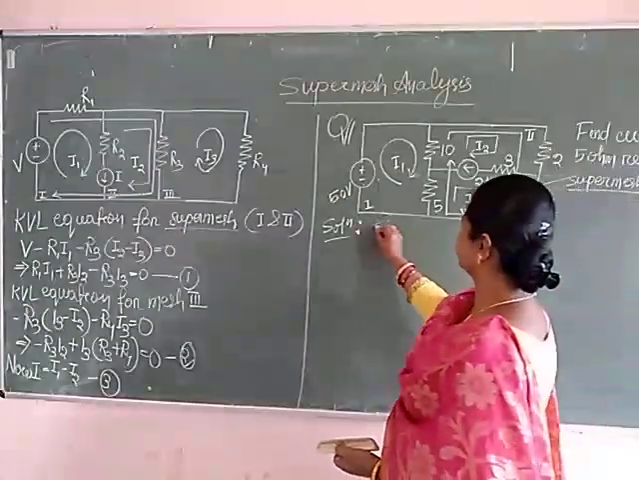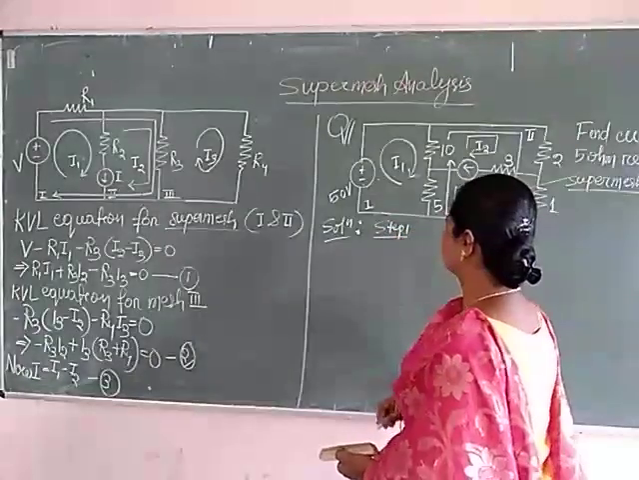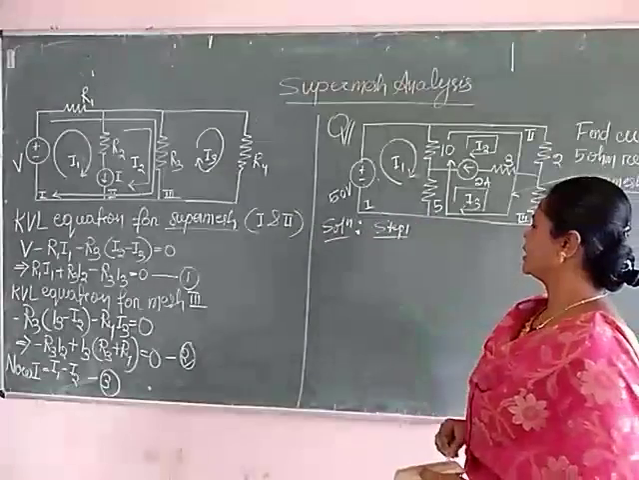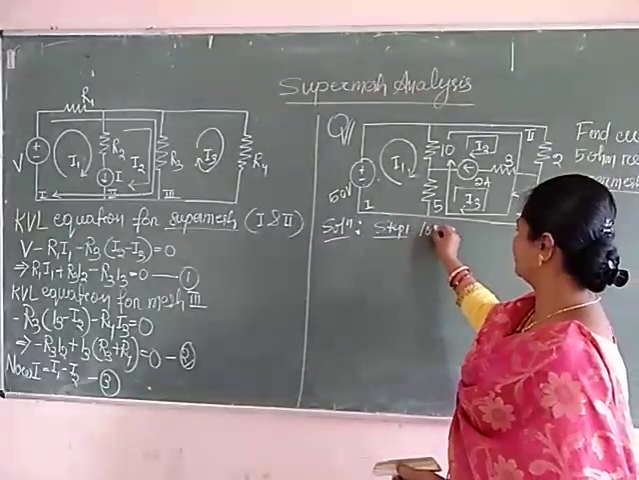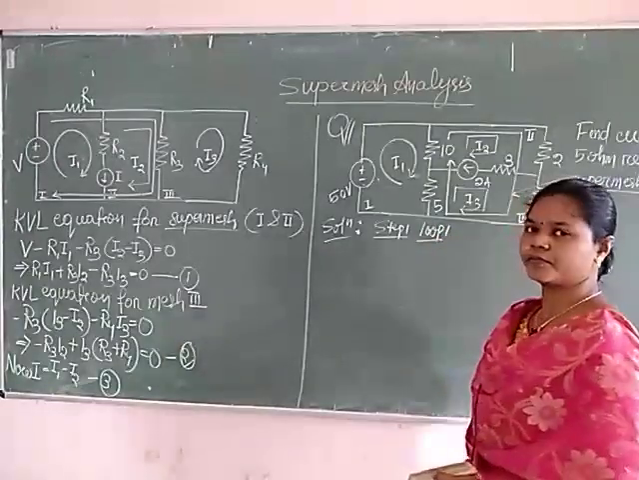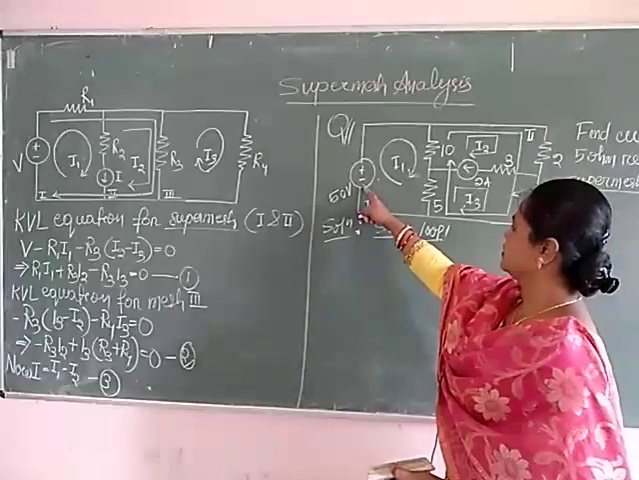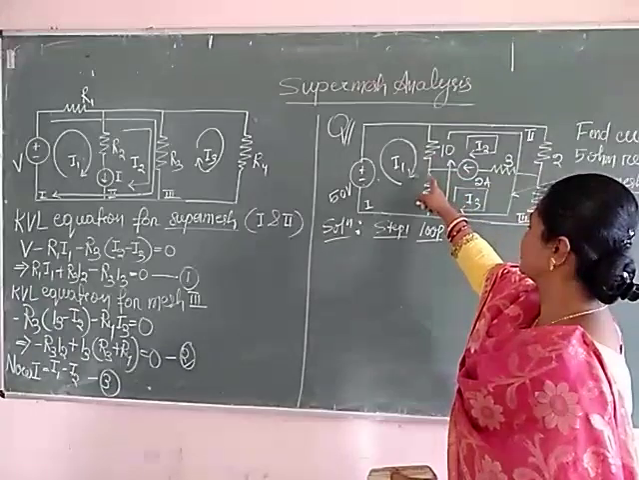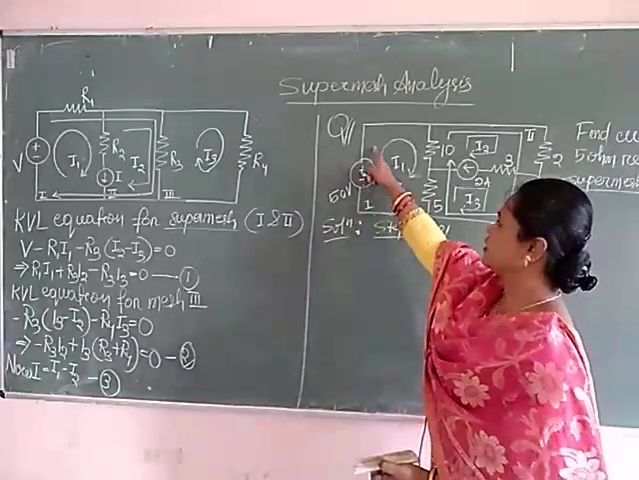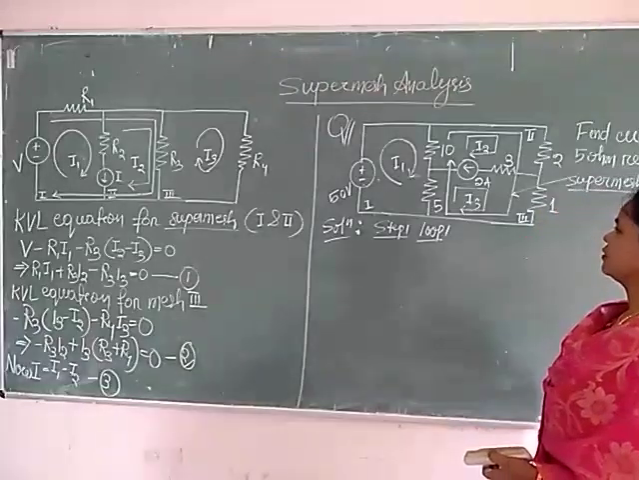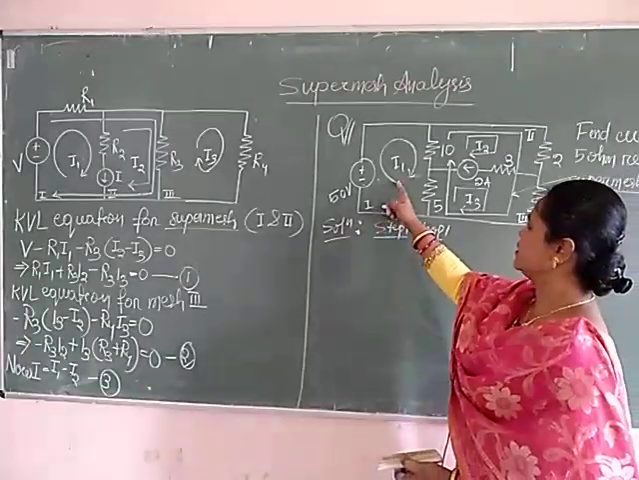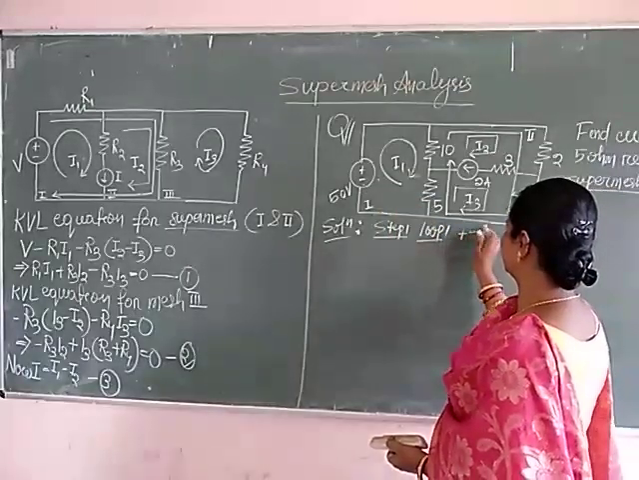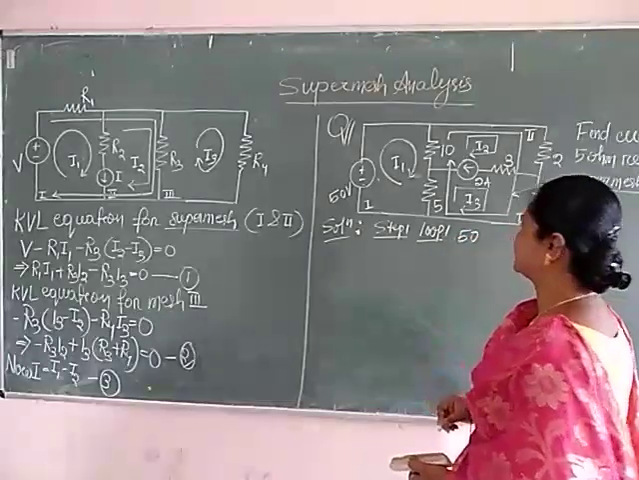Step 1. You write first the KVL equation of loop 1. I start from this voltage source. Then my motion is from the voltage source to the 10 ohm resistor, then 5 ohm. Then I complete this closed path. The 50 volt source: as the current flows from negative to positive polarity, its polarity is plus 50.